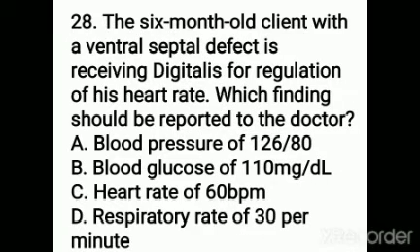Question number 28. The 6 month old client with a ventricular septal defect is receiving digitalis for regulation of his heart rate. Which finding should be reported to the doctor? Options are: blood pressure of 126 by 80, blood glucose of 110 mg per dl, heart rate of 60 beats per minute, respiratory rate of 30 breaths per minute. Correct answer option C, heart rate of 60 beats per minute.